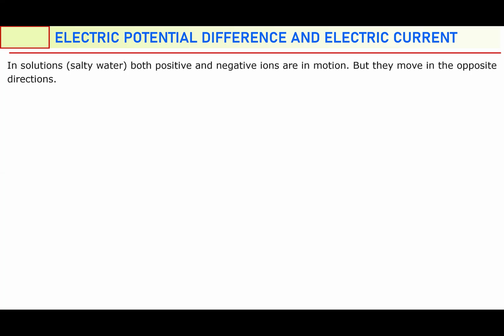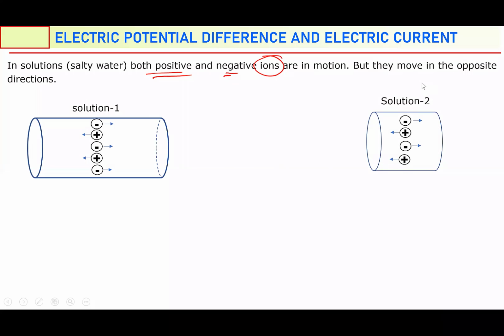In a solution, both positive and negative ions are in motion. And electric current is carried by not only positive charge, but also negative charge. But these ions are moving in opposite directions. Positive and negative ions are moving in opposite directions in solutions. So now, why do they move in opposite directions? Now I will talk shortly about this.